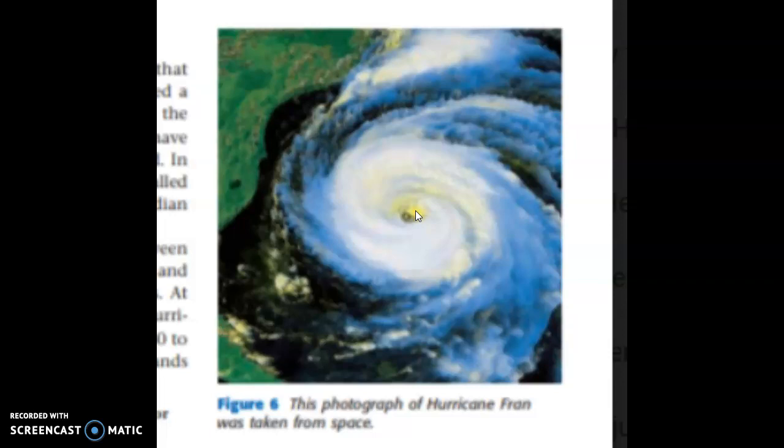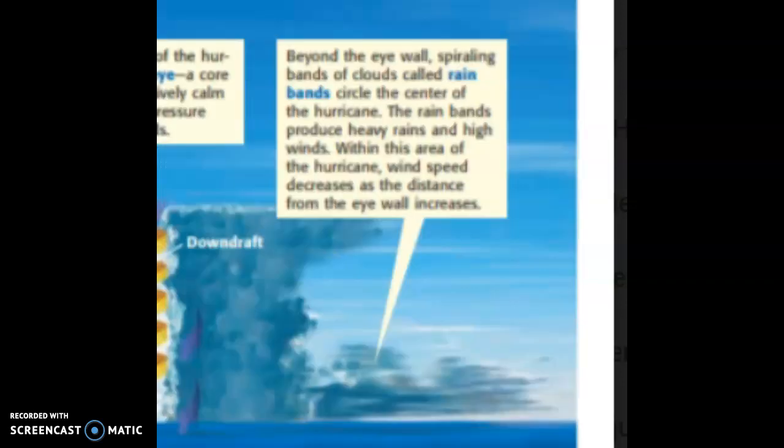And hurricanes have different names in different parts of the world. In some places, they are known as typhoons. In some places, they are known as cyclones. So they have different names in different parts of the world.